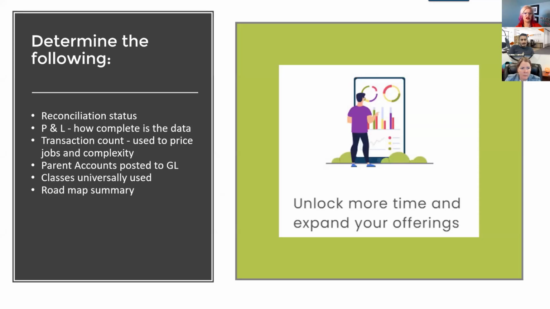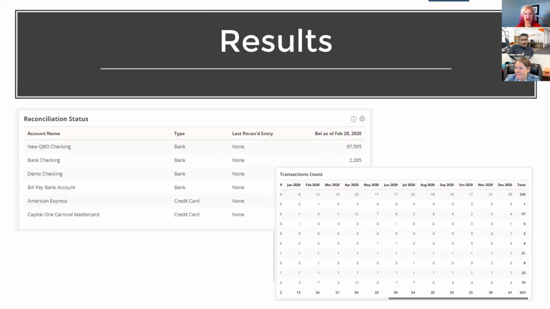So that way you can look at the reconciliation status. You can look at the profit and loss, to see how complete it is. You can look at the transaction count, the thing Heather was calling out with the parent accounts in the GL, and also classes: are they being used universally? And then also being able to say, what are your results? If you looked at a QuickBooks file and the only thing you saw was, oh my gosh, this QuickBooks file has 6 different accounts and none of them have ever been reconciled.